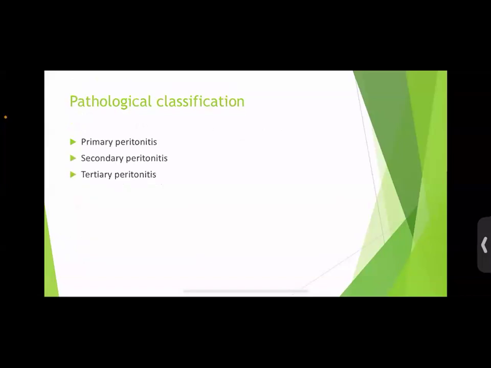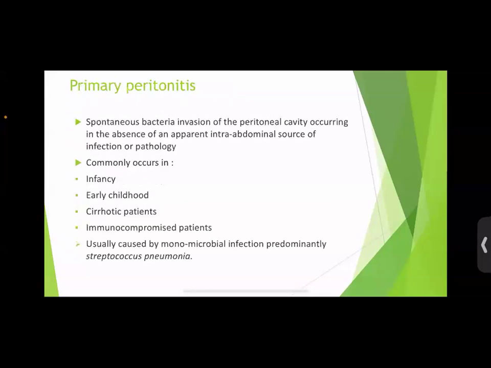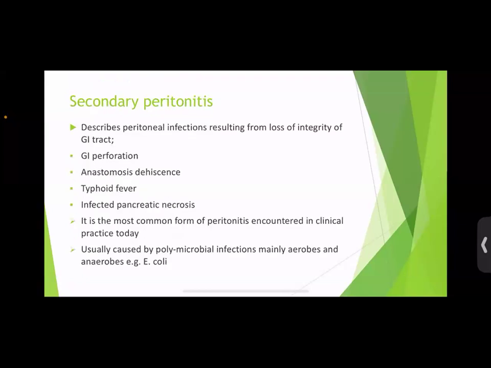And then for pathological classification, it's subdivided into 3. You have primary peritonitis, secondary peritonitis, and tertiary peritonitis. Primary peritonitis is a spontaneous bacterial invasion of the peritoneal cavity occurring in the absence of an apparent intra-abdominal source of infection or pathology. It commonly occurs in infancy, early childhood, cirrhotic patients, or immunocompromised patients. It is usually caused by monomicrobial infection, predominantly Streptococcus pneumoniae.